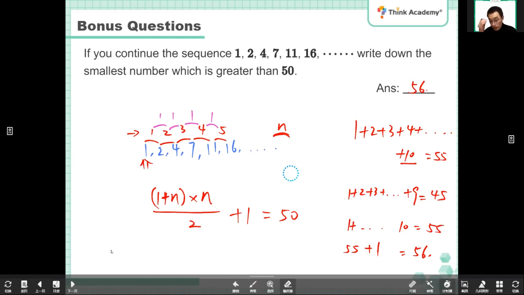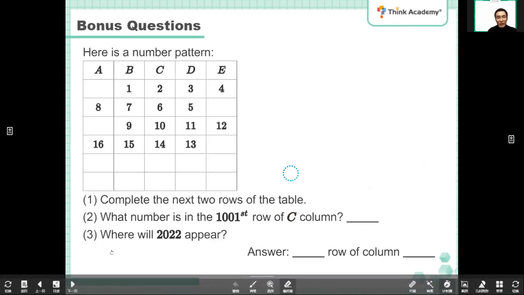Right. I hope this is clear. If it is not clear, you can ask me your question at the end of the office hour. For now, let's move on to number tables.